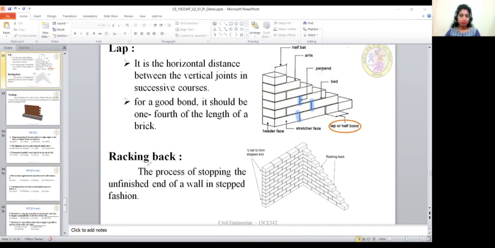Next, we'll see raking back. See, here also you are seeing raking back. Raking back is nothing but the process of stopping the unfinished end of a wall in a stepped fashion. See, here you can see, we will finish the wall by giving steps. It is known as raking back. Okay, let me clear this and move to the next slide.